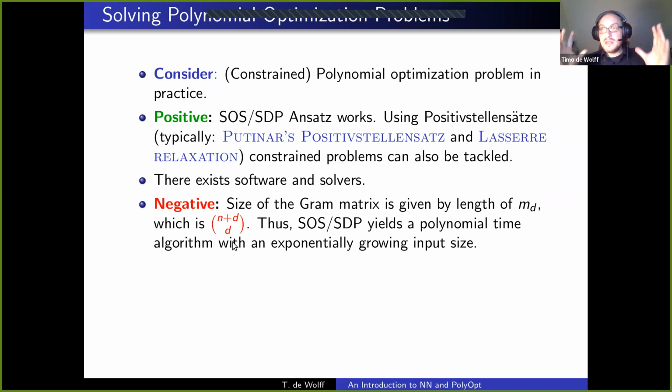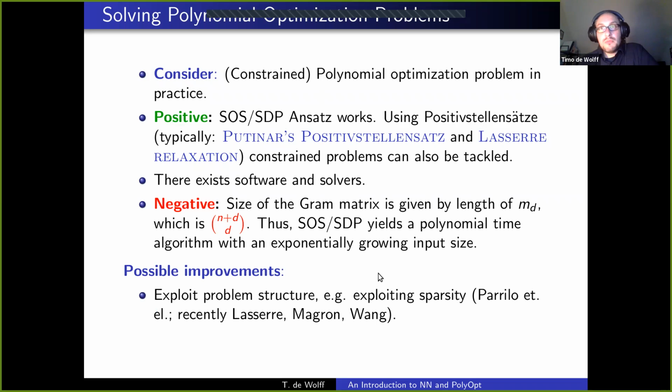And that is mainly the problem we, in the end, have to solve. It's the reason why all of this remains very challenging from a computational point of view. Okay, so now, of course, there are several things you can do, next to just improving software and solvers. One possible improvement, where there has also been a lot of recent progress, is to exploit the structure of the problem that you have at hand.